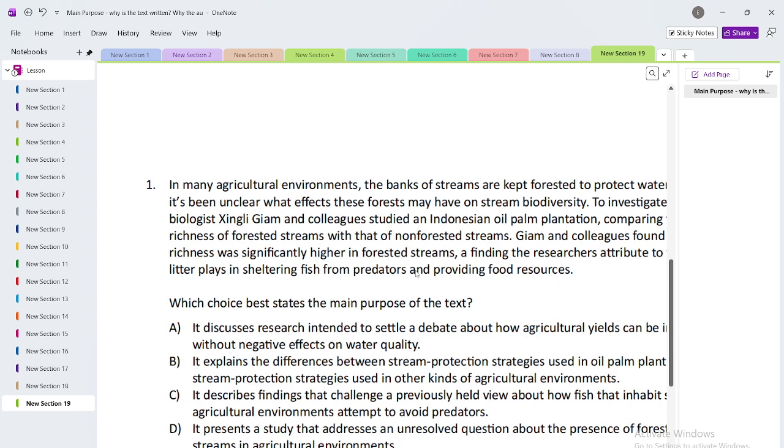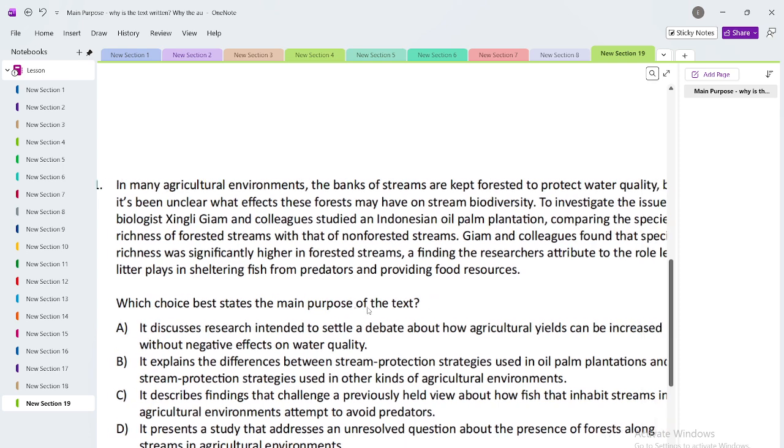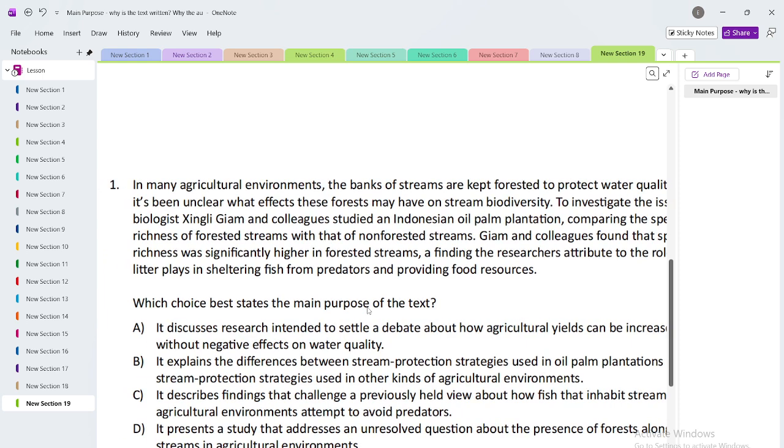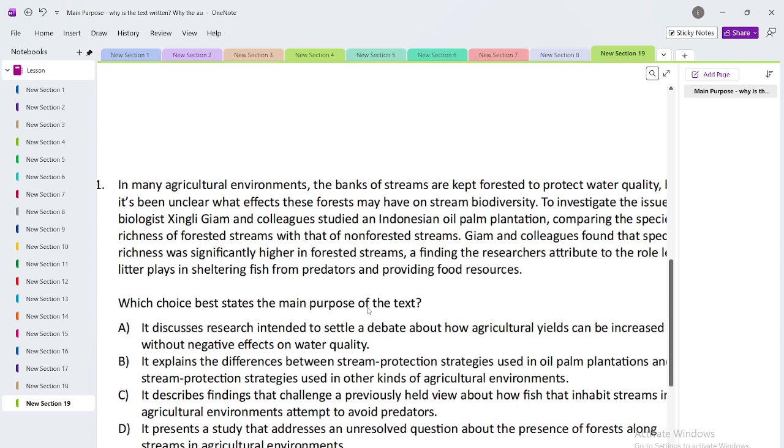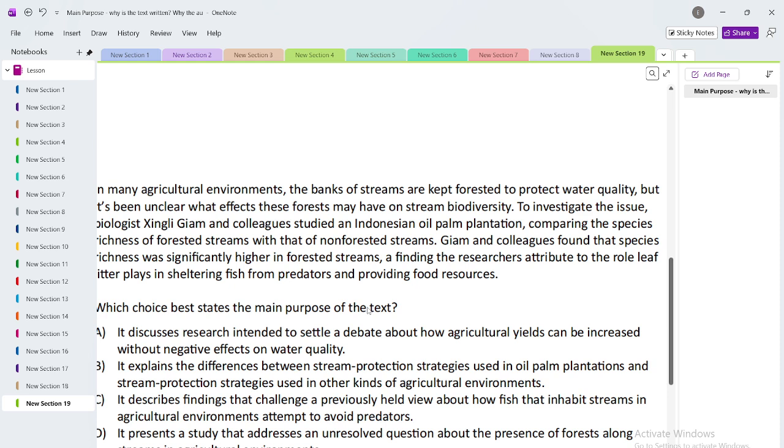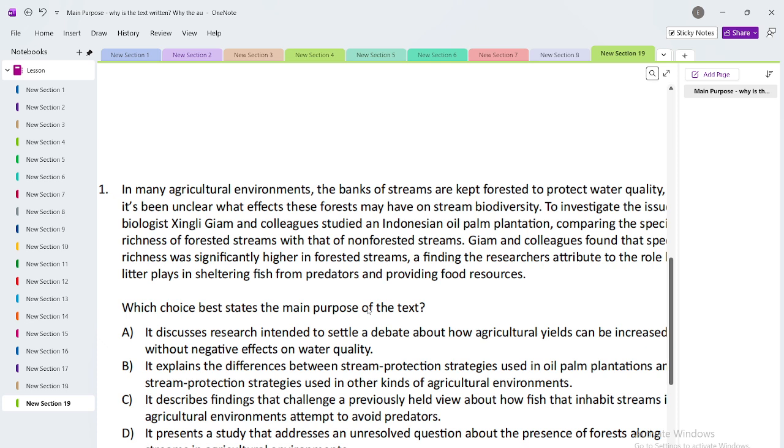In answer A, it says it discusses research intended to settle a debate about how agricultural yields can be increased without negative effects on water quality. Now, the first part, research intended to settle a debate, can be correct. But the next part, about how agricultural yields can be increased without negative effects on water quality, is something that we didn't talk about. We were not talking or debating about how agricultural yields can be increased, right? So this is out, and it's not similar to my answer.